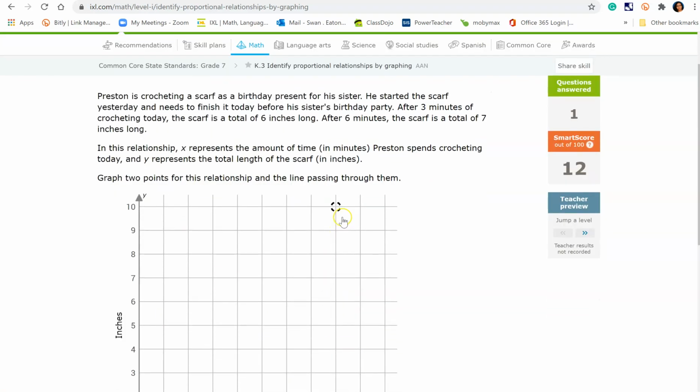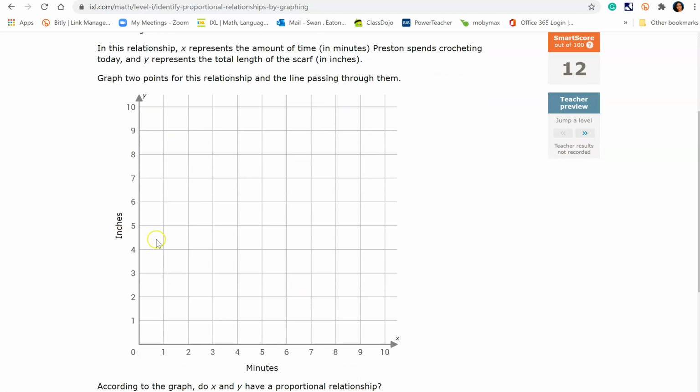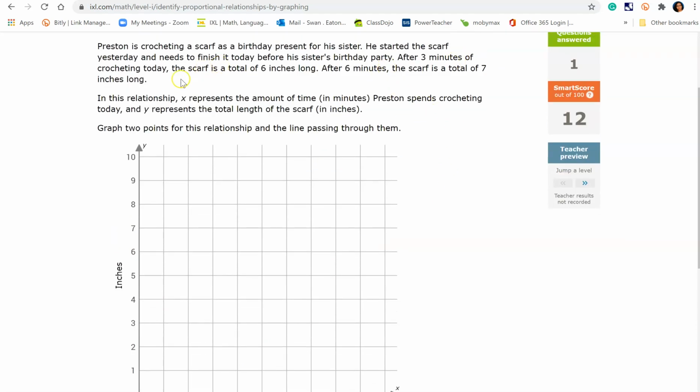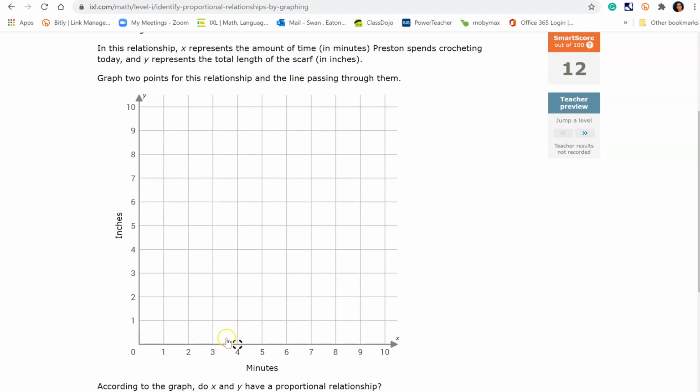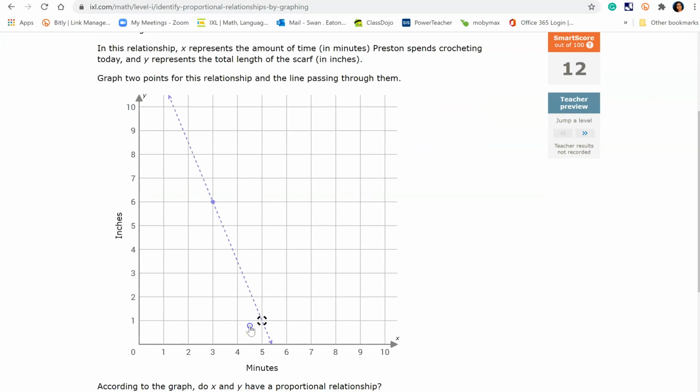Let's do one more. And, honestly, like I always tell you, just identify the numbers. Here's 3 minutes. We're dealing with minutes and inches. That's what we're comparing. 3 minutes crocheting today, the scarf is a total of 6 inches long. So 3 minutes, 6 inches long. And what's the next one? After 6 minutes, the scarf is a total of 7 inches long. So 6 minutes up to 7.